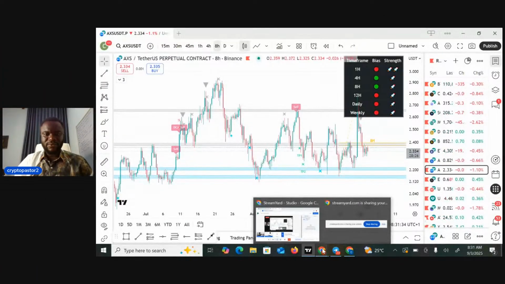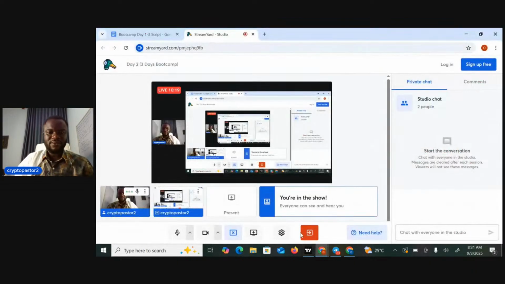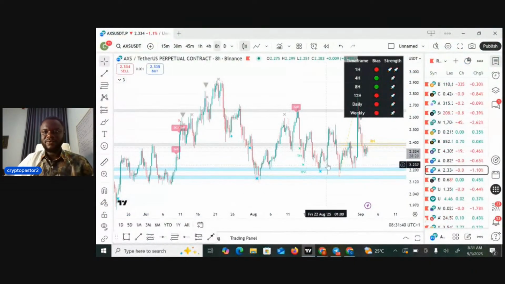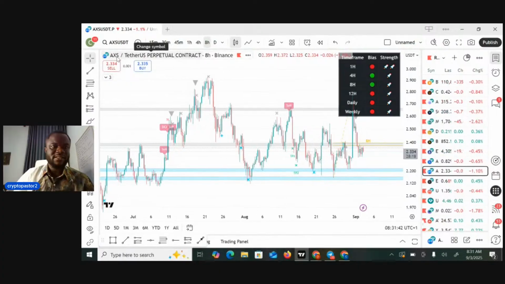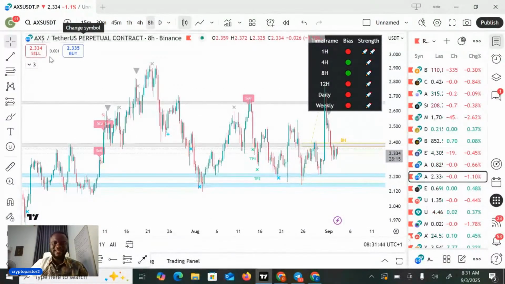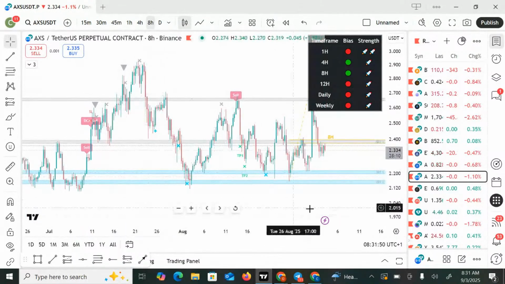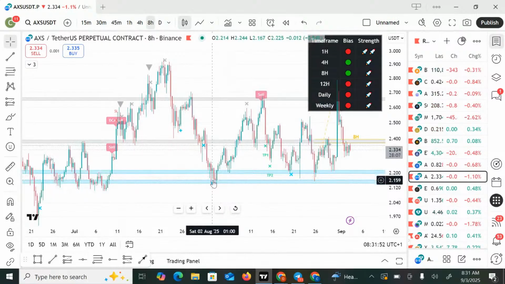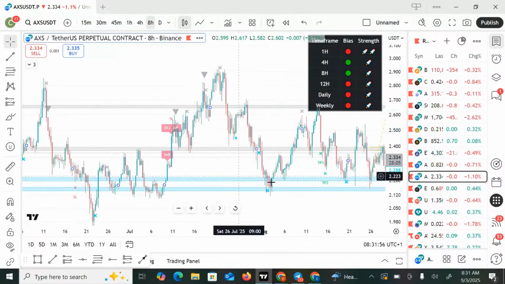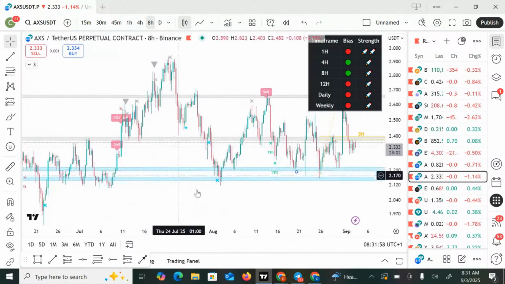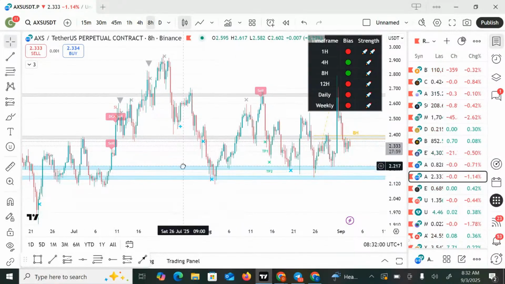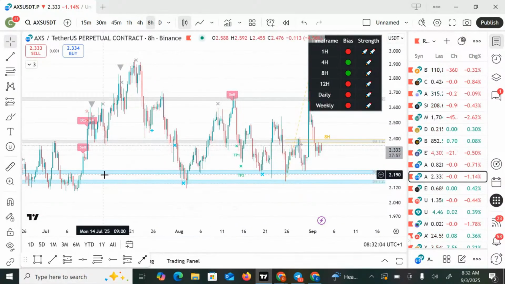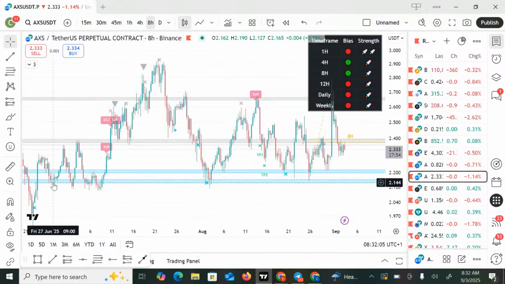I just opened my TradingView now, and this is a coin called AXX. I want to use this coin as a case study, explaining support and resistance on an 8-hour time frame. Now, this is where the coin is right now. So let's look at it from this angle. This coin currently here, if you see this blue line below, let me even draw a line.